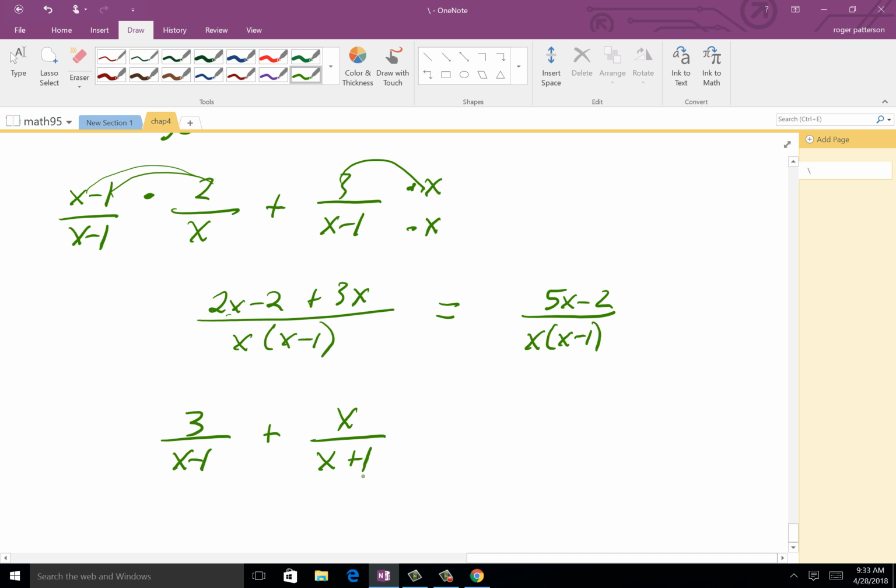All right, so let's see. Now we're stepping it up a little bit. So now we have something like this. We're going to add. So what are we going to multiply this fraction by? What's over on the other side? X plus 1. Good job.